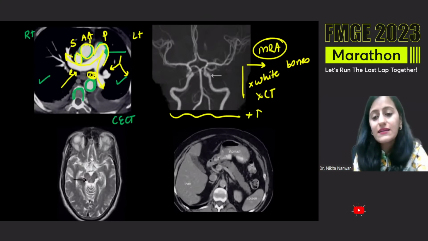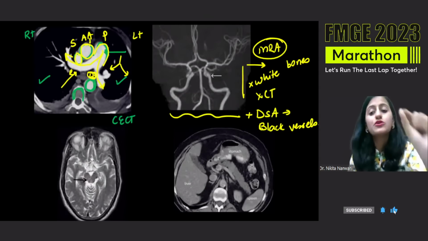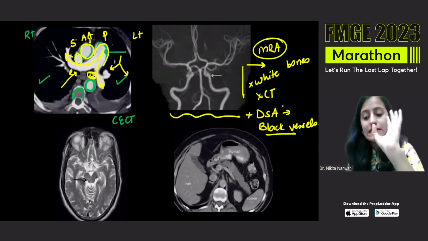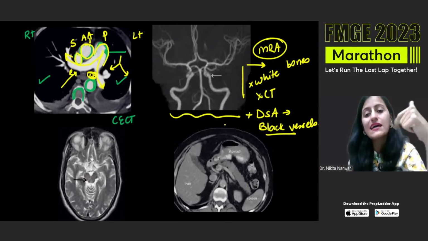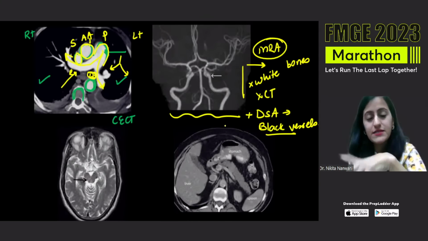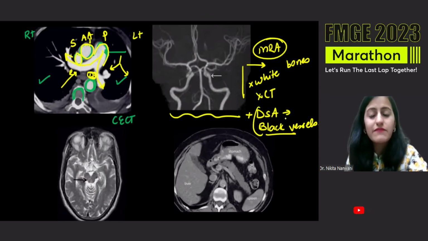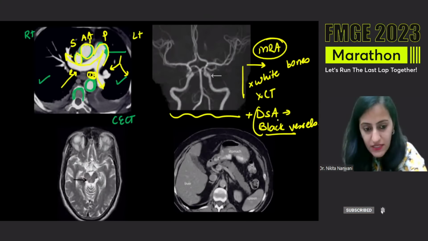Another important point generally for your exam, remember that DSA would be with black vessel. So any angiography where you see that the vessel is appearing black, it has to be DSA and no other angiography, because CT angio, MR angio will always be white. DSA can have black vessel or white vessel, but DSA is the only one that will have the black vessel. So whenever you have an angiography with black vessel, remember that it's DSA, right?